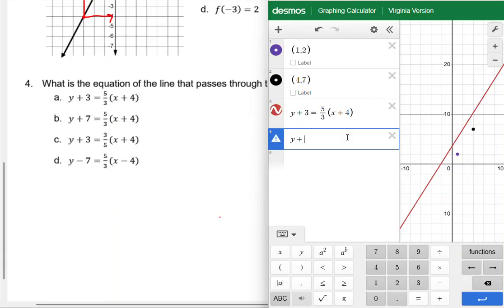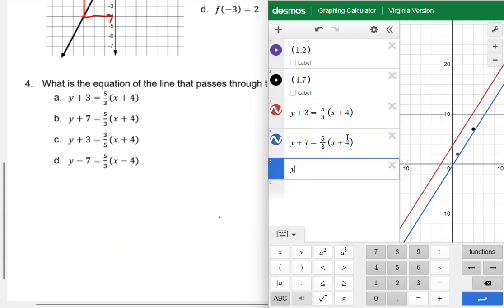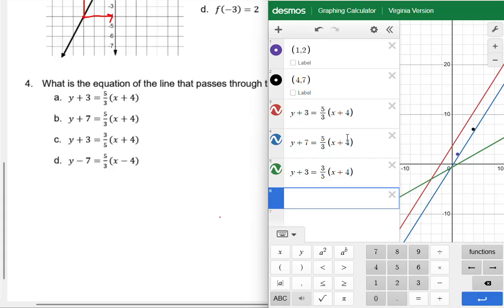y plus 7 equals 5 over 3 times x plus 4. Oh, that one also misses the mark. I'm going to show you that it definitely cannot be C because the slope is very different on that one. 3 over 5, x plus 4. Yeah, see, the slope doesn't match at all. So it definitely is going to be answer choice D.